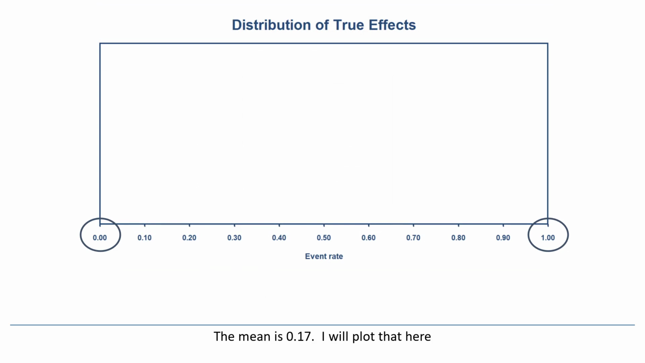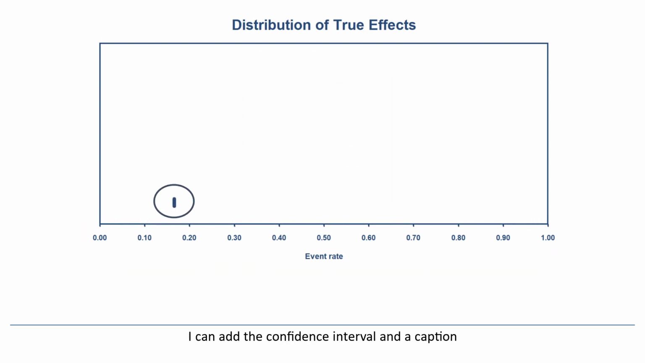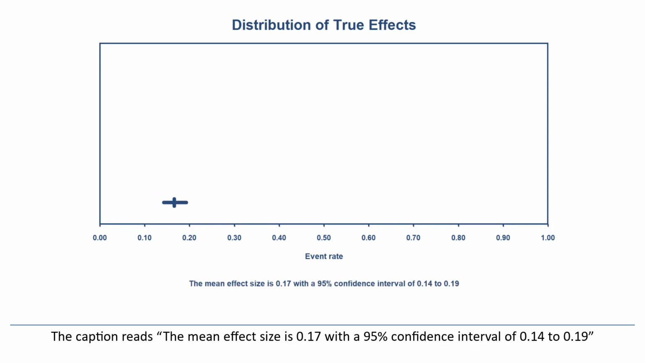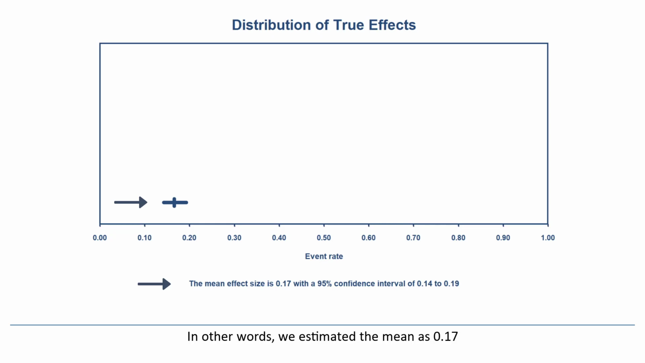The mean is 0.17. I'll plot that here. I can add the confidence interval and the caption. The caption reads, the mean effect size is 0.17 with a 95% confidence interval of 0.14 to 0.19. In other words, we've estimated the mean as 0.17, but the true mean could fall anywhere from here to here.